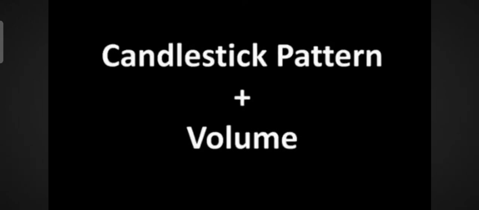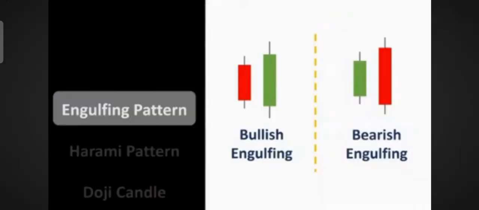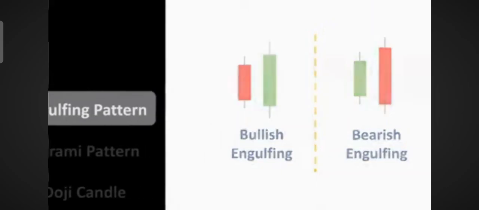Understand the first candlestick pattern, that is the engulfing pattern. So you can see on the screen there are two types of engulfing pattern. The first one is the bullish engulfing and the other is the bearish engulfing. So first, let us see the bullish one.